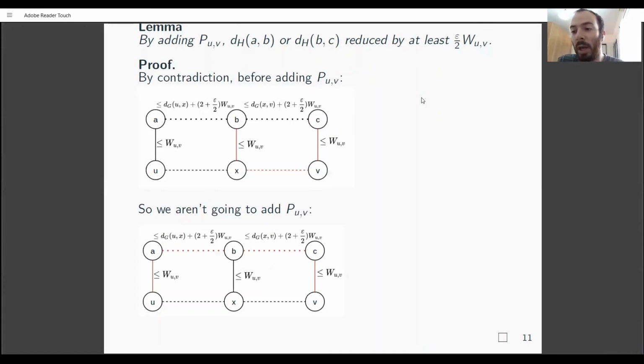Now, bounding AB is symmetric, and we can get these two bounds, as you can see in the diagram. But now, if we look at the distance between U and V before adding P_UV, we can use the paths that go through V, C, B, A, U. And we can see it is at most (6 plus epsilon) W_UV plus the original distance. So P_UV was not added by our algorithm, which is a contradiction, as we assumed that U and V are a pair of vertices for which the path P_UV was added. And we can see that the second lemma also holds.